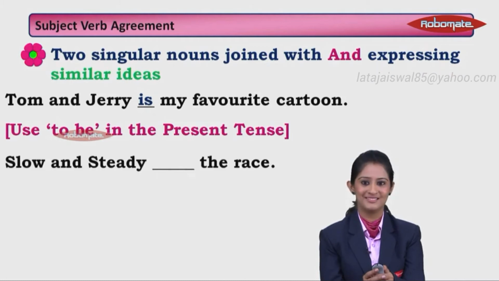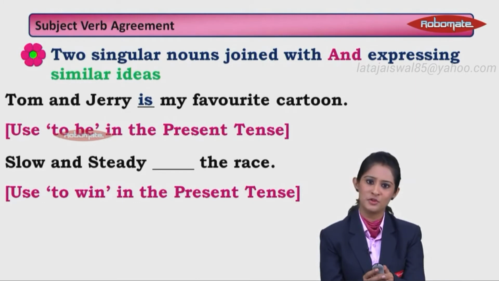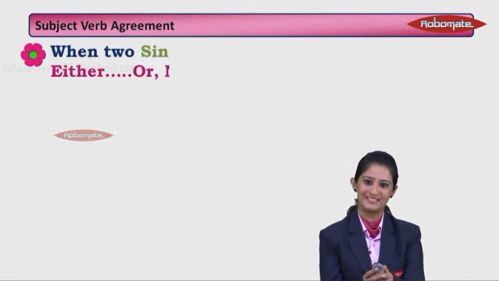The next example. Slow and steady dash the race. I'm sure you know this proverb. Yes. Let's see which verb we have to use. We have to use to win in the present tense. So shall we use the word win or wins? Since slow and steady expresses a similar idea, we will use the word wins. And so we have our answer, slow and steady wins the race. Let's go to the next one.